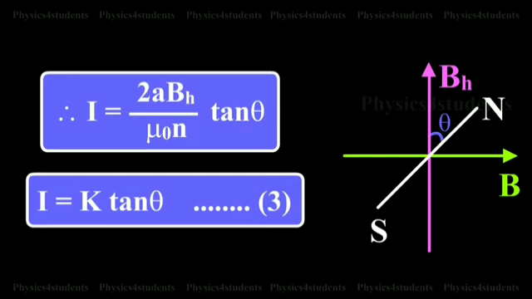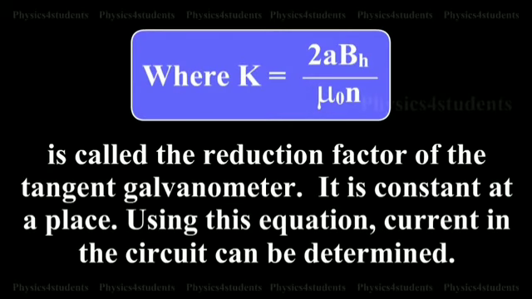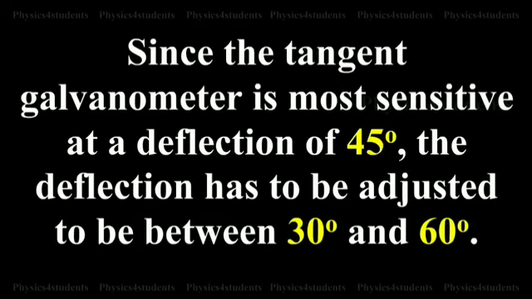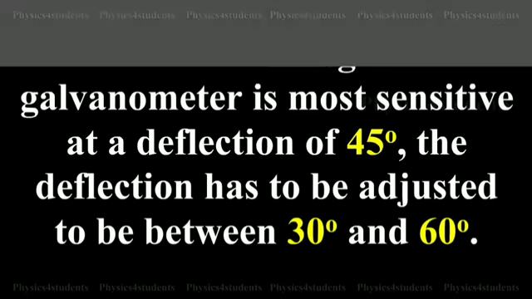Where K is equal to 2A BH by mu naught N, called the reduction factor of the tangent galvanometer. It is constant at a place. Using this equation, the current in the circuit can be determined. Since the tangent galvanometer is most sensitive at a deflection of 45 degrees, the deflection has to be adjusted to be between 30 degrees and 60 degrees.